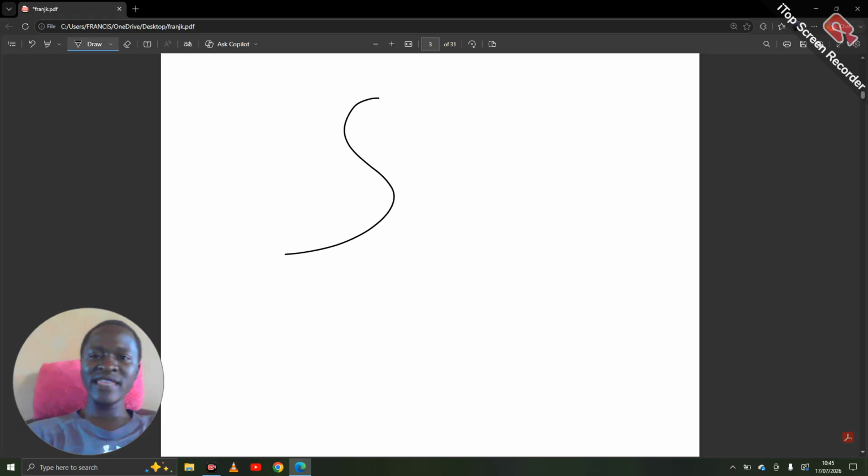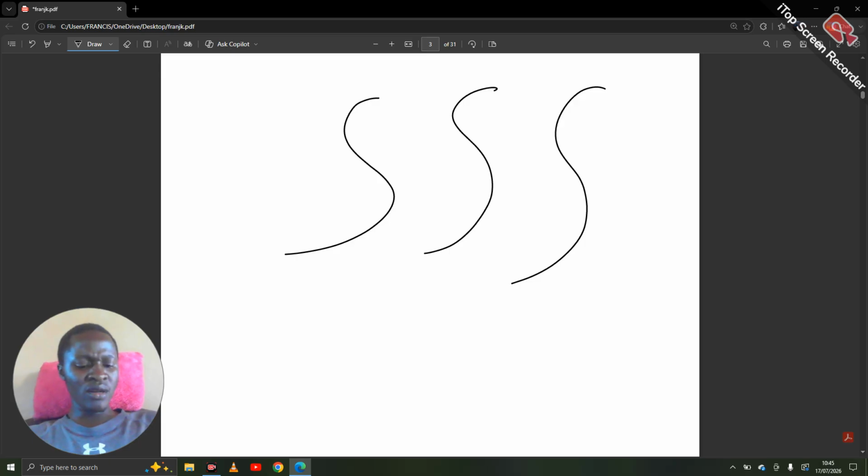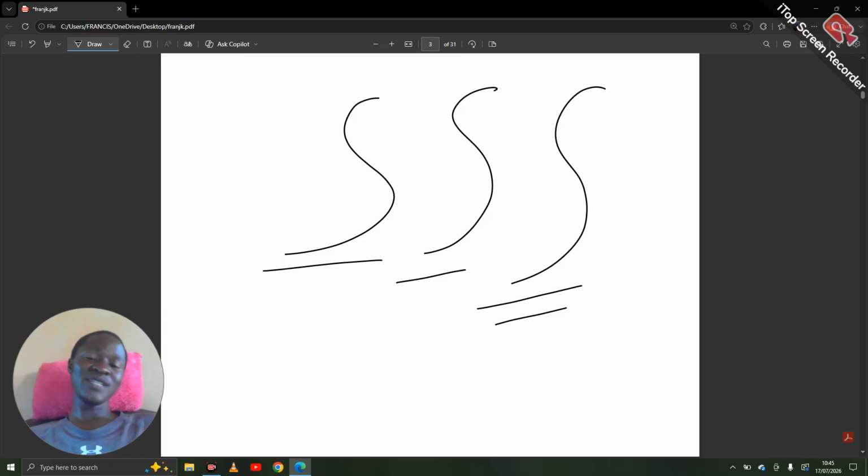Now, there's this symbol, a symbol like S. This symbol will be used a lot and it refers to integration. When you see this symbol, it is a symbol of integration. A symbol like S, it refers to integration.